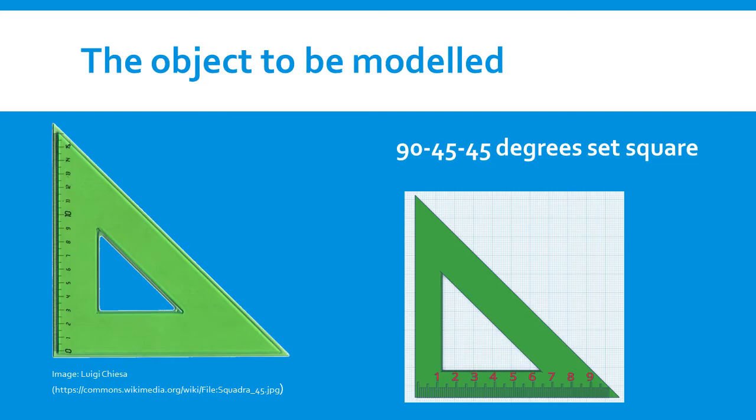In this tutorial, we will 3D model a set square, which is a flat triangular piece, having corners of precise angles, used in technical drawing. It is useful for drawing lines, parallel, perpendicular or at a certain angle, and measuring angles. We will use some simple features to create a set square with 90-45-45 degree angles.